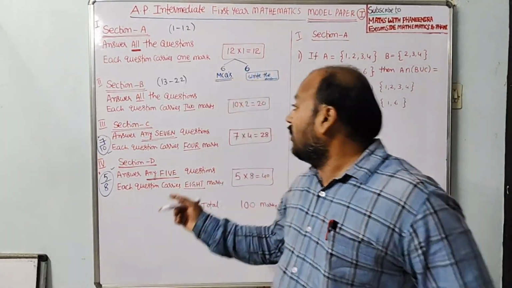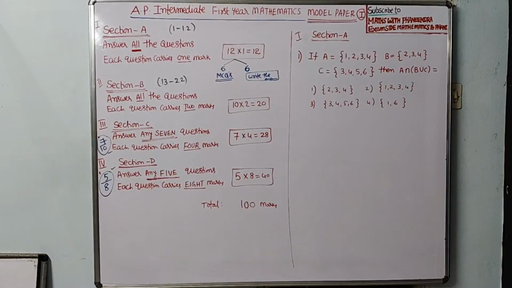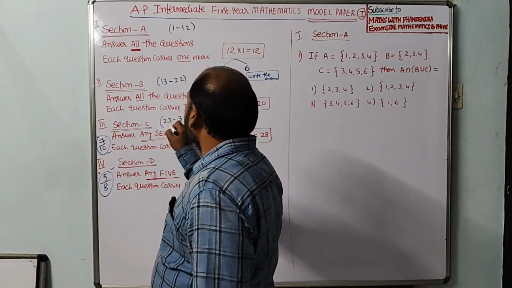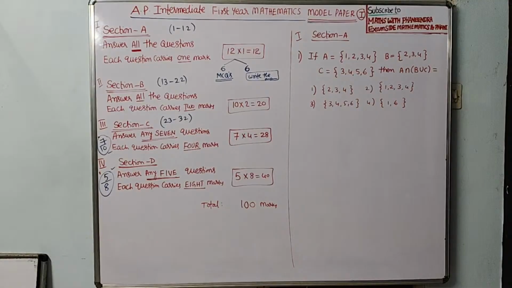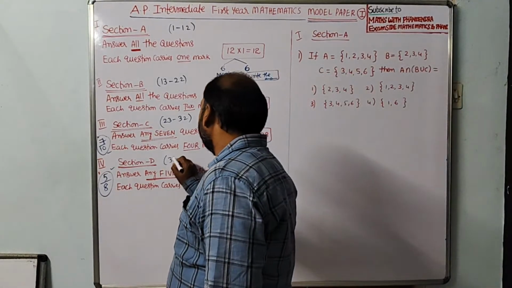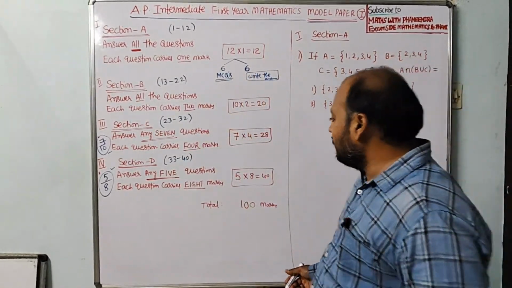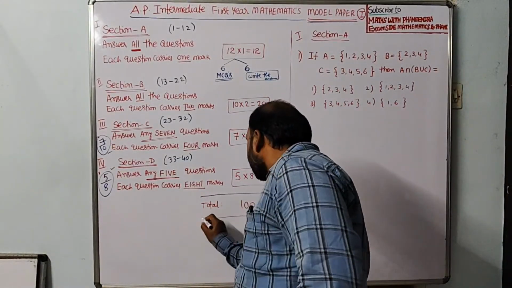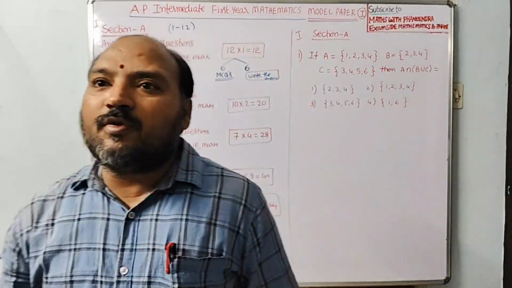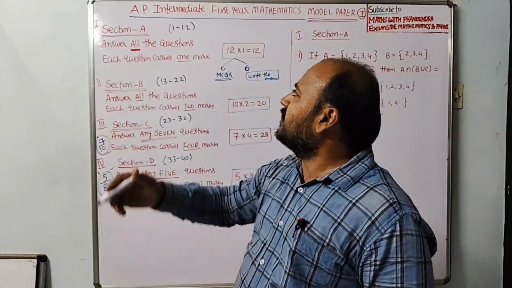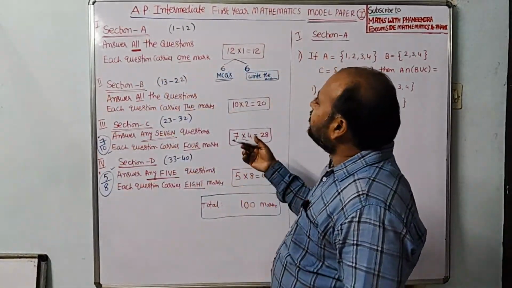Once again, I will write from where to where. From 23 to 32, section C. And section D, in the question paper it is 33 to 40. So this is the way the question paper will be, dear students. So total 100 marks. The coming February, I think February 2nd week or 3rd week, exams are going to start for AP Intermediate first year.